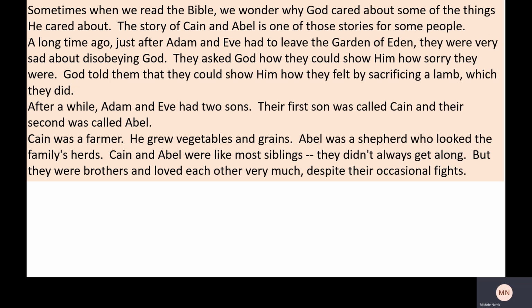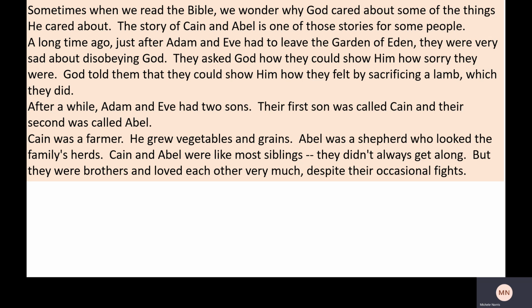Sometimes when we read the Bible, we wonder why God cared about some of the things he cared about. The story of Cain and Abel is one of those stories for some people. A long time ago, just after Adam and Eve, as you remember, committed what would be classed as a sin, the original sin, and they ate from the tree of knowledge. Adam and Eve had to leave the Garden of Eden because of this. They were very sad about disobeying God. They asked God how they could show him how sorry they were. God told them that they could show him how they felt by sacrificing a lamb, which they did.